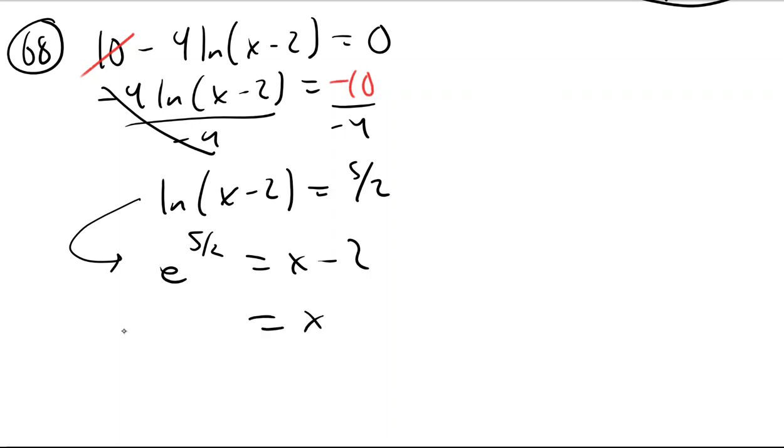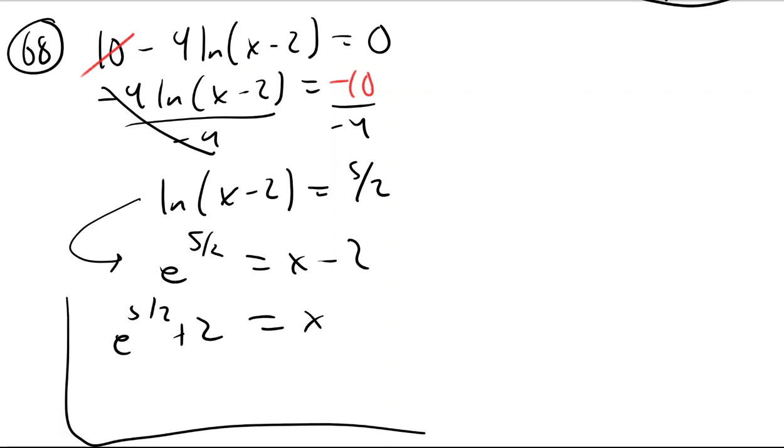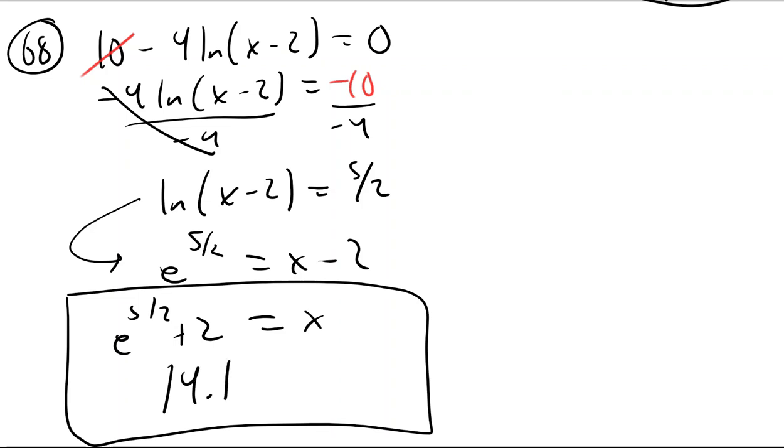And then undo the -2 with the +2. So that would be our exact answer. That's about 14.182, because they asked me to round to 3 decimal places.